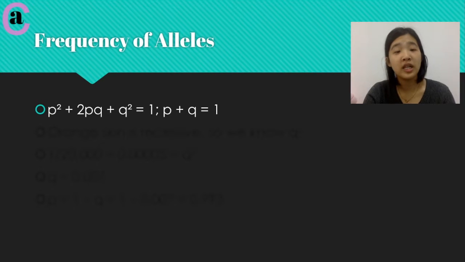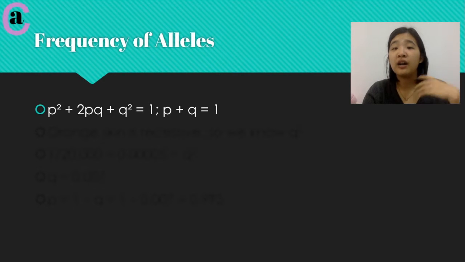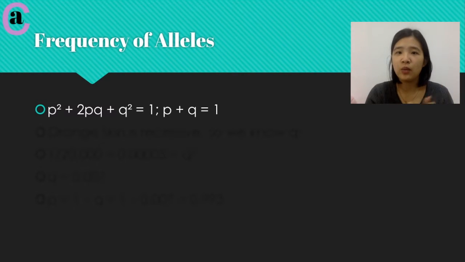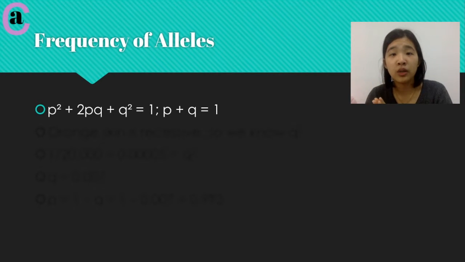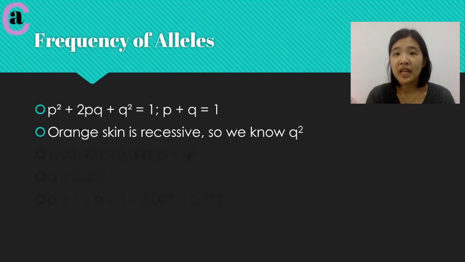All right, so just to remind ourselves, these are the two equations that we have from last time. So p squared plus 2pq plus q squared equals 1, and then p plus q equals 1. And if you'll remember, p and q are the frequencies of the different alleles. So p would be your dominant allele, in other words, big A, and then q is your recessive allele, in other words, little a.